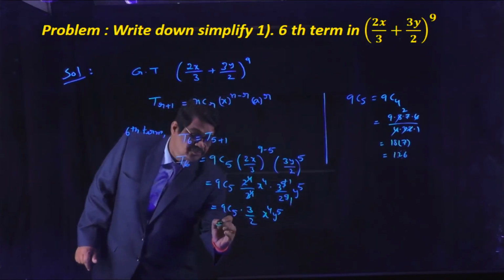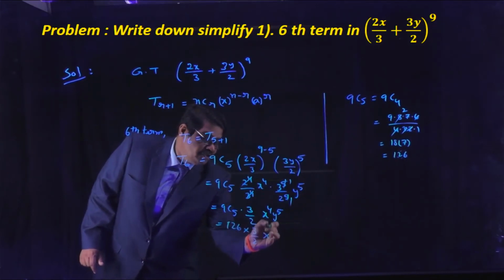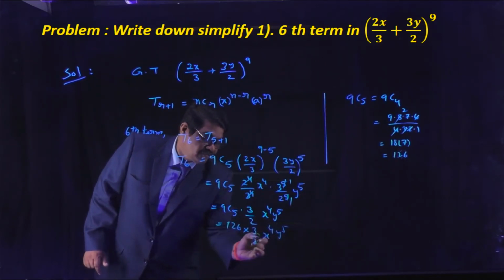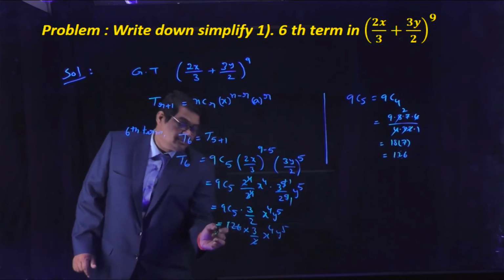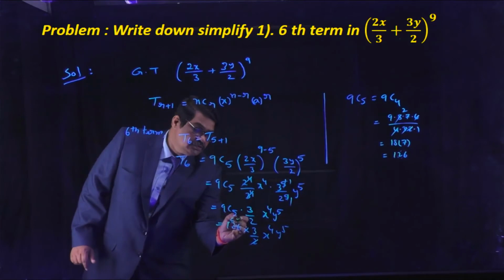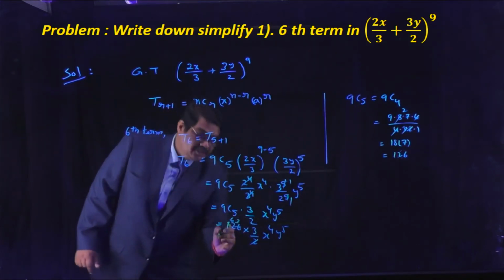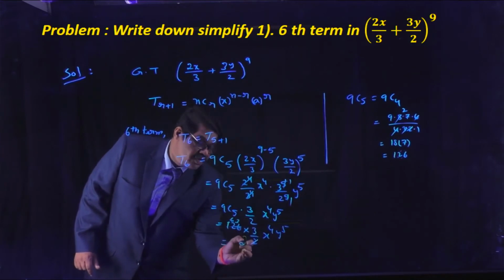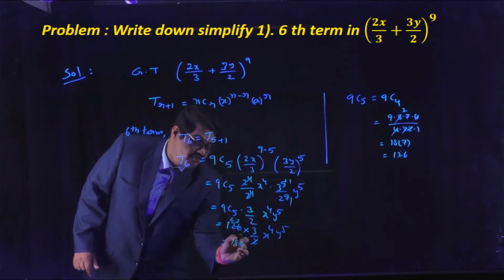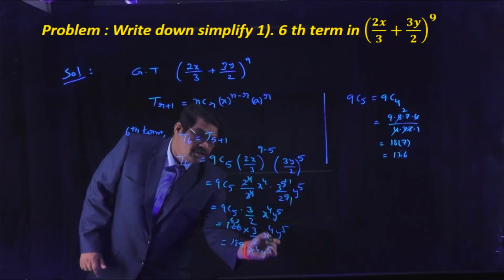That 126 is 9C5. That is 126 into 3 by 2 into x to the power of 4, y to the power of 5. Here 2 6s are 126, 2 3s are 63, that is 3 3s are 9, 3 6s are 18. So 189 into x to the power of 4, y to the power of 5.